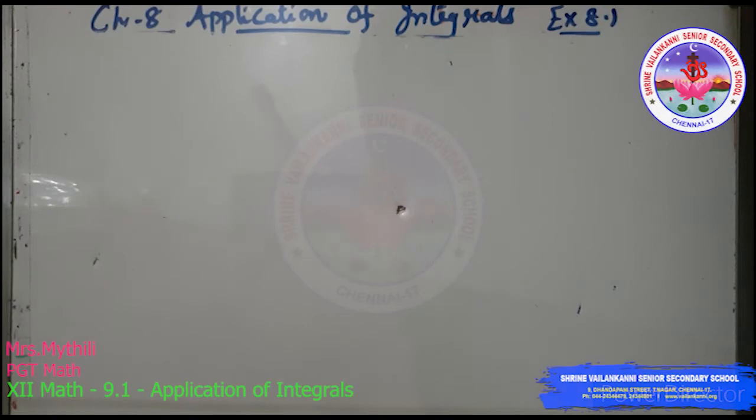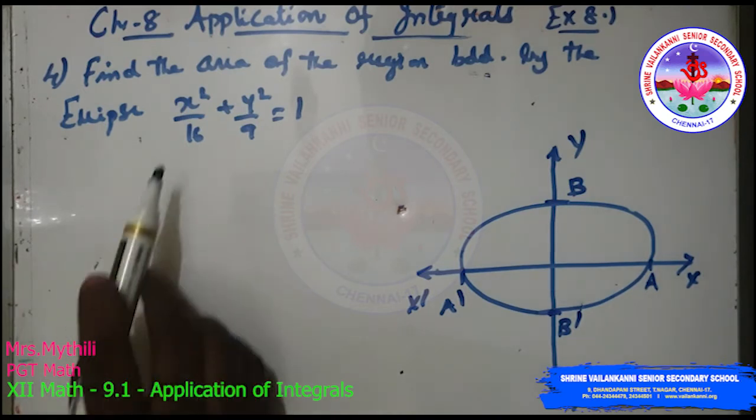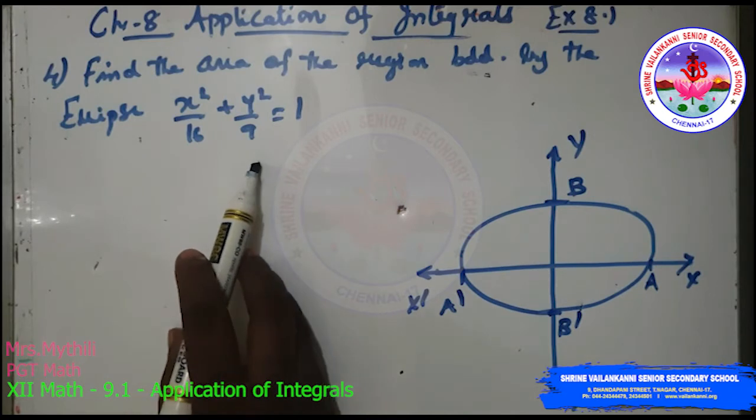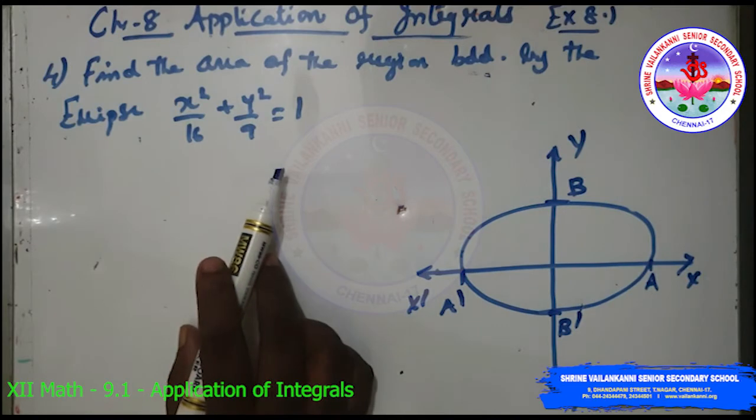Welcome children. Continuation of exercise 8.1. Fourth one, find the area of the region bounded by the ellipse x square by 16 plus y square by 9 which is equal to 1. Here this is the equation of the ellipse.